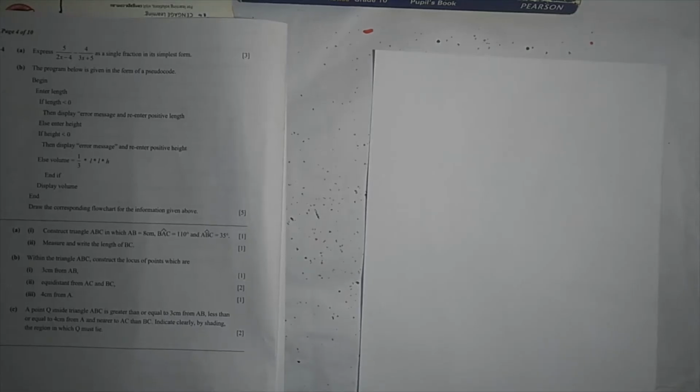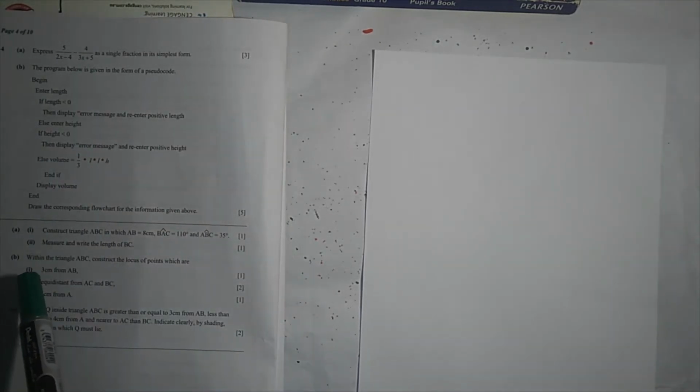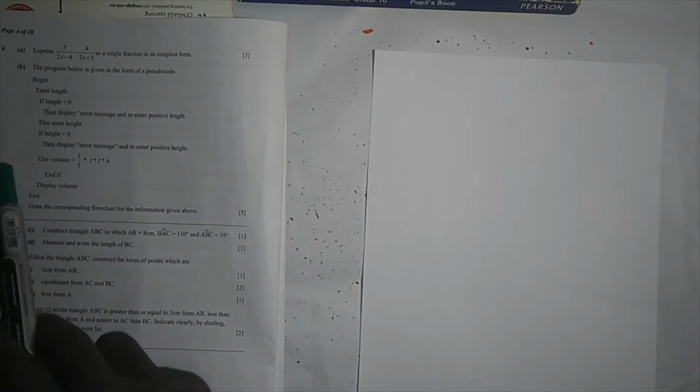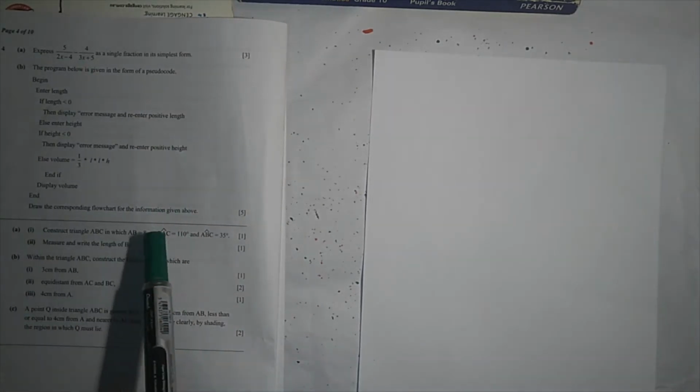Hello friends. In this lesson, I want to show you how to write a flowchart given a pseudocode. The question that we are answering is question 4 part B, which says the program below is given in the form of a pseudocode. This is a set of instructions of what is happening here. The question says draw the corresponding flowchart. From this data that we have here, we are going to draw a flowchart.